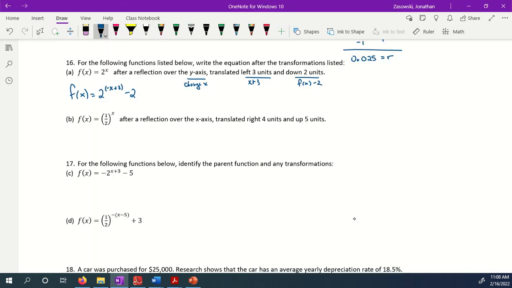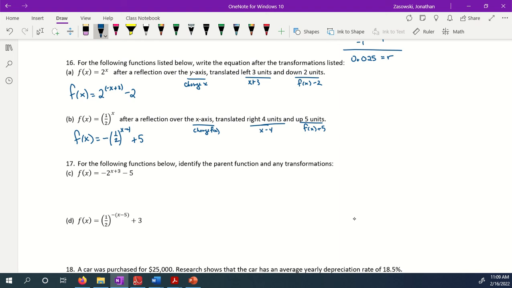All right, now we're taking y equals 1/2 to the x, reflecting over the x-axis. Remember, this means we're going to change the sign of the y, or f of x. Then we're going 4 units to the right, so we're doing x minus 4 to go right, and up 5 means we take f of x and add 5 to it. So here we go, f of x equals, change the sign, so negative in front, 1/2, that's our base, to the x minus 4 to move right, and then add 5 to move up. That should be our function.